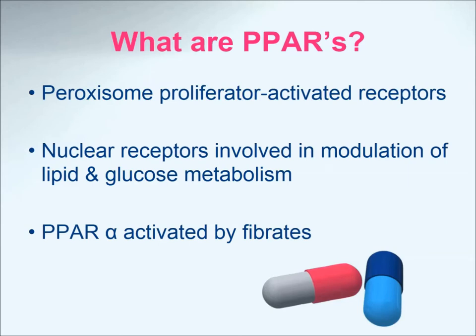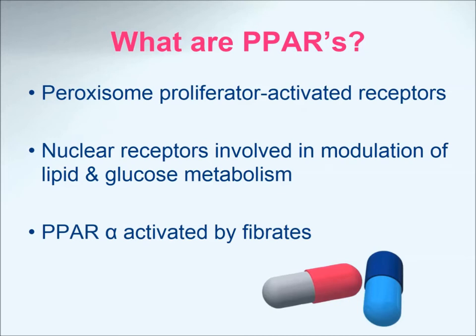So what are PPARs, I hear you ask? Well, that stands for peroxisome proliferator-activated receptors, and there are a few of them, and they are denoted by the Greek letters alpha, beta, and gamma, and there's a delta as well, actually. The fibrates are focused on the PPAR alpha.